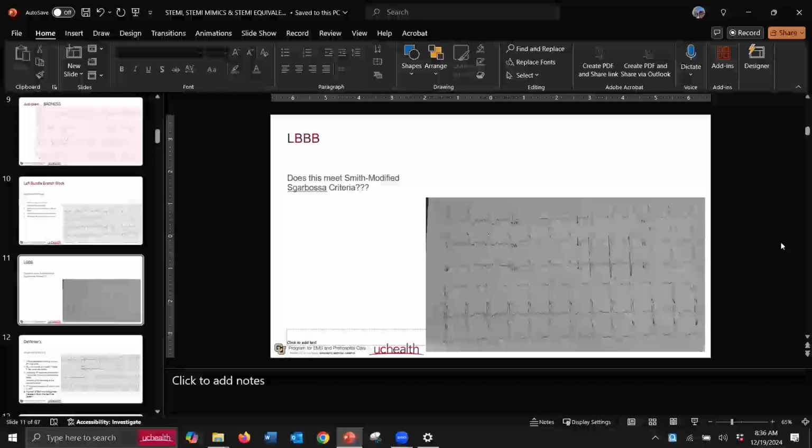So what is Smith modified Scarboza criteria? This comes from the audience. Help me out here.